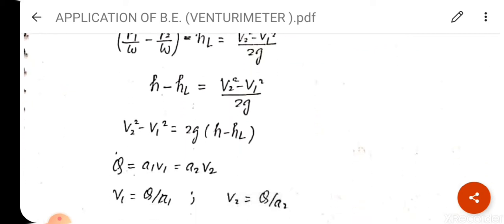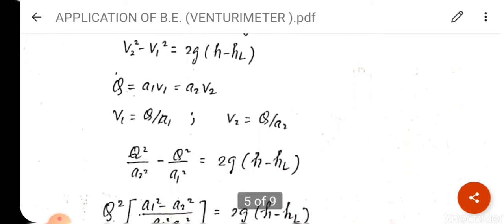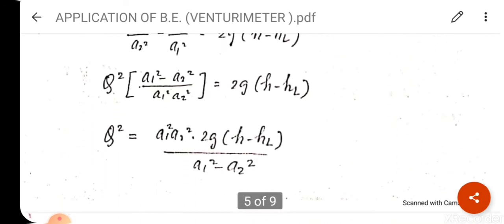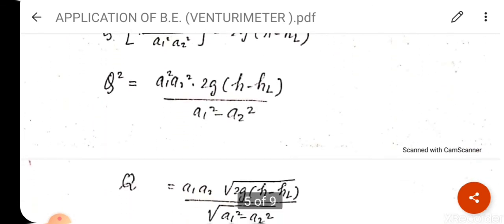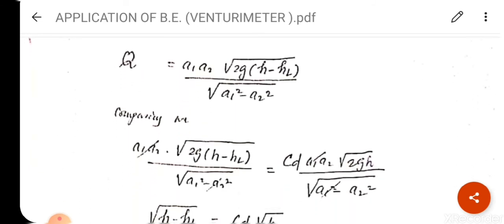Again arranging the terms, putting the value of Q in place of V, we will get Q square upon A2 square minus Q square upon A1 square is equal to 2G (H minus HL). One term is increasing, that is head loss due to friction. So the final expression will be Q is equal to A1 into A2 under root 2G (H minus HL) under root A1 square minus A2 square.